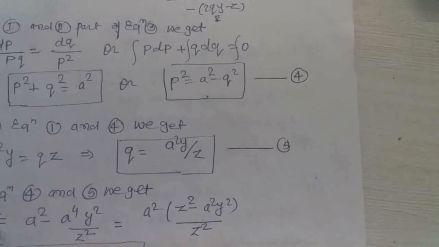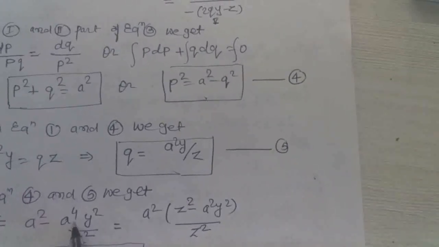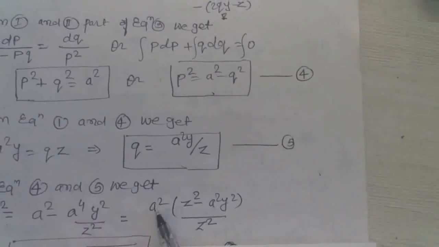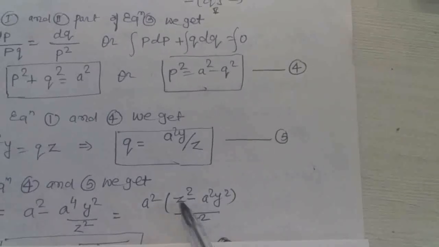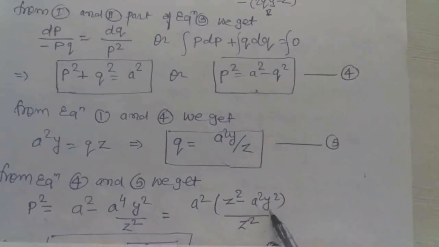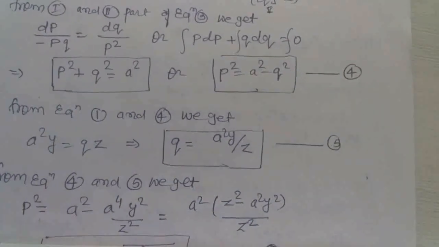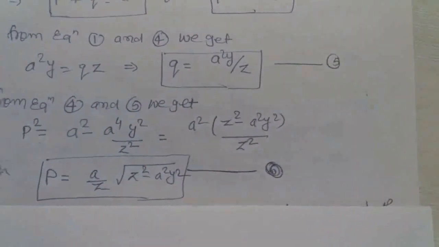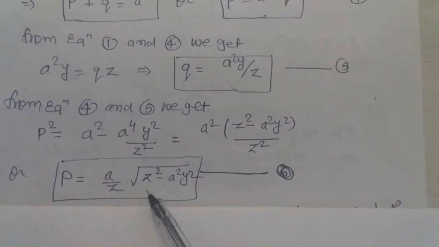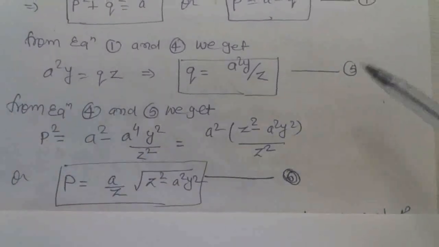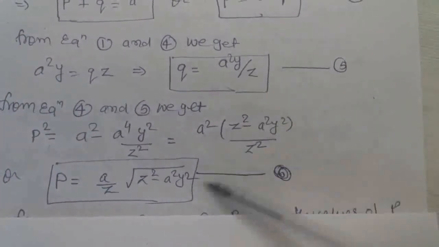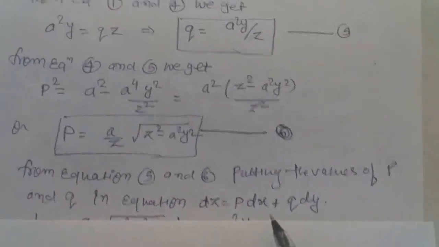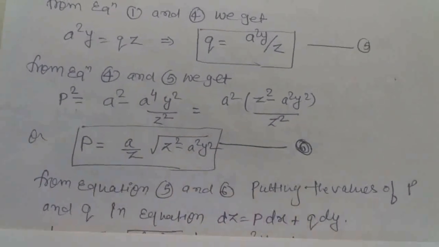So the value of p square equal to a square minus a power 4 y square by z square. Now a square is common and z square is the LCM, so we get a square into z square minus a square y square upon z square. So the value of p is the square root of this, we get a by z square root of z square minus a square y square. Now putting the values of p and q from equations 5 and 6 into dz equal to p dx plus q dy.